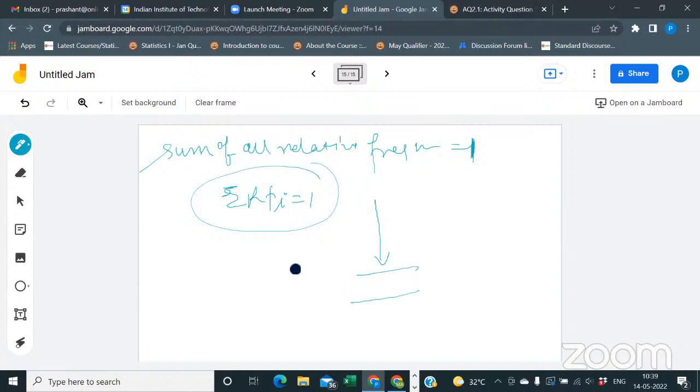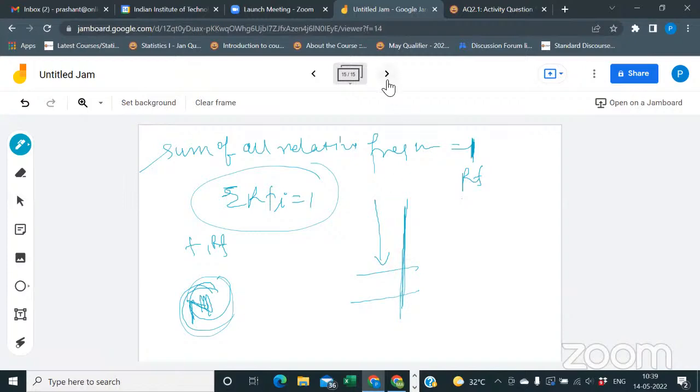For this particular topic, frequency, relative frequency, and all these things, you must know the total number of observations. If you know the total number of observations, then you can calculate the relative frequency, whether it is infinitely countable or not.